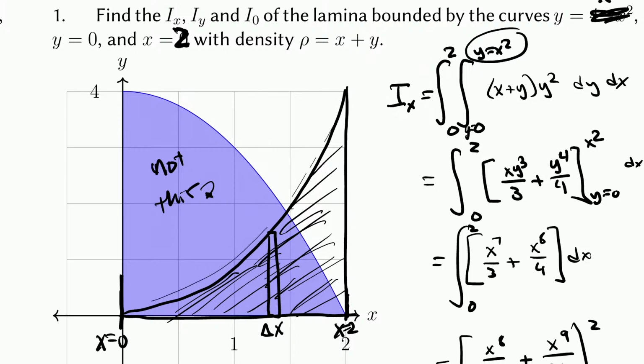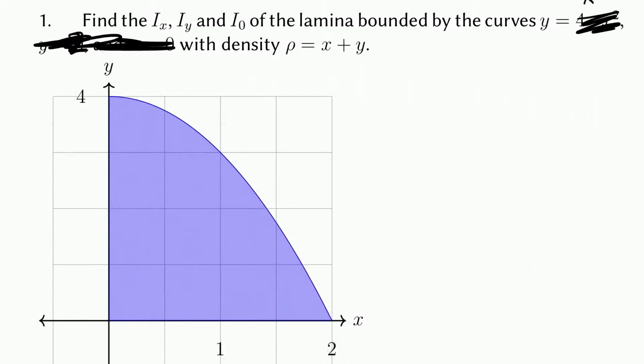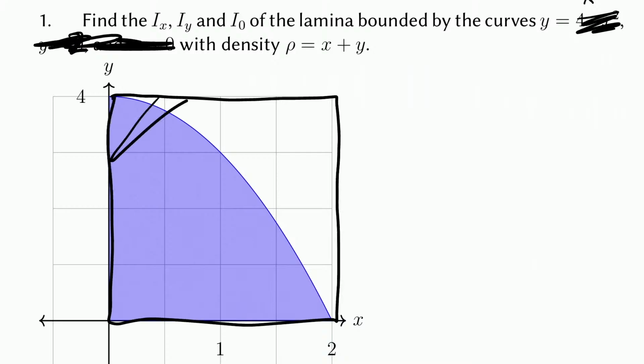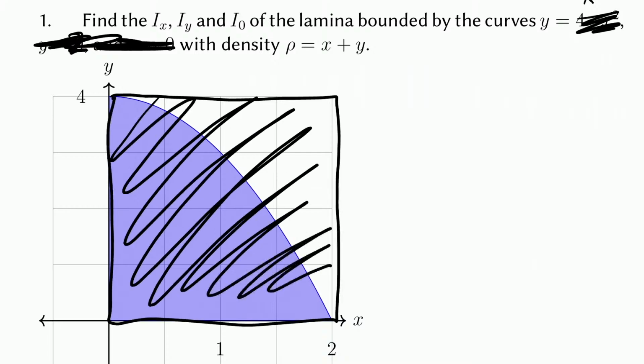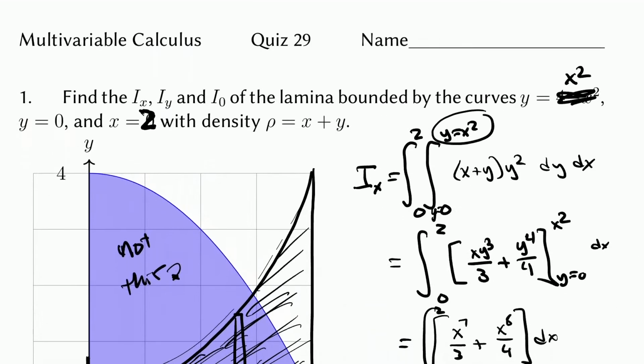If you didn't use those, then you were using a different region than me. I saw some people had constants for both of them. If you did 0 to 4 for x and 0 to 2 for y, this was your region. So you did that big rectangle.